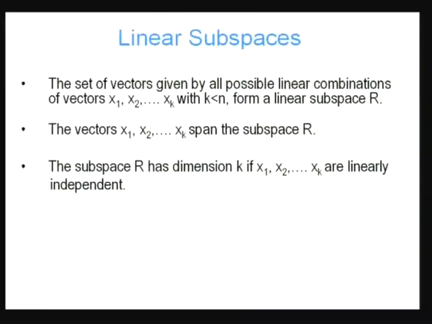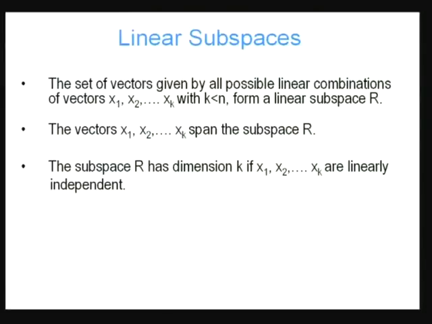What do we mean by a linear combination? We can write v as a scalar multiple alpha 1 times x1 plus alpha 2 times x2 plus alpha 3 times x3 through alpha n times xn, where not all the alphas are equal to 0.